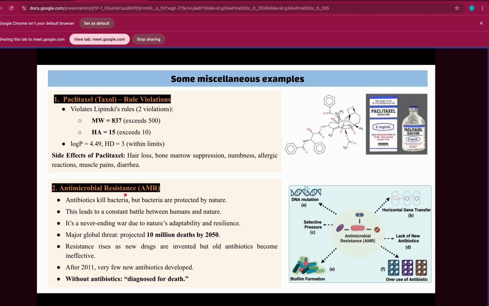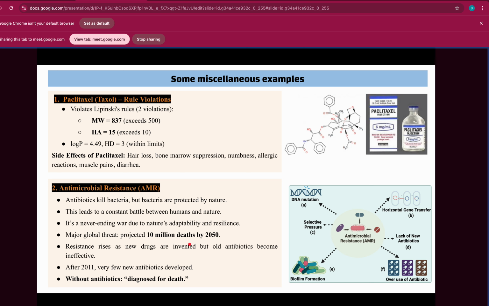Similarly, antimicrobial resistance. Antibiotics kill bacteria, but bacteria are protected by nature. There is some arms race going on between bacteria and antibiotics, so they try to adapt themselves so that they can survive. This leads to a constant battle between humans and nature, and it is a never-ending war due to nature's adaptability and resilience. Due to this, it is projected that 10 billion deaths by 2050 could occur because of antimicrobial resistance.